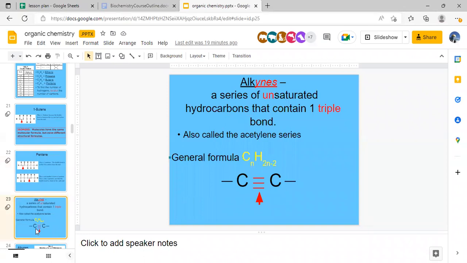And the last one, last hydrocarbon is called the alkynes. Okay, so this is a series of unsaturated hydrocarbons that has a triple bond. So straight na siya.